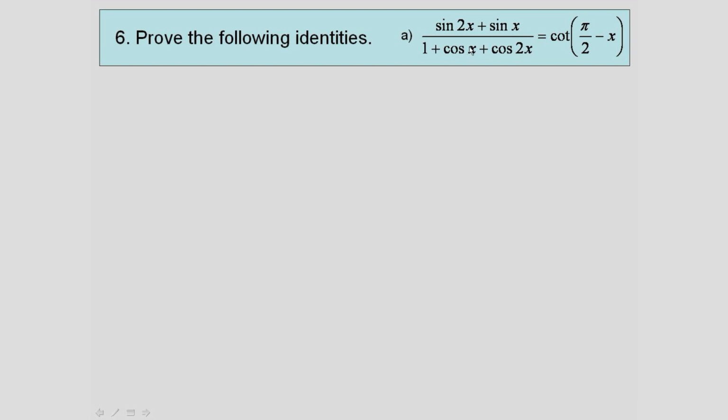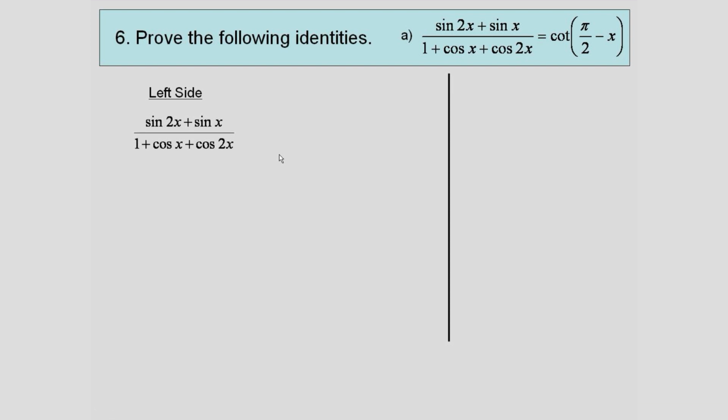This is the identity that we're asked to prove, so we always start by splitting it up into the left-hand side and the right-hand side. So we've got our left side, which is sine 2x plus sine x over 1 plus cos x plus cos 2x. And we have our right side, which is the cotangent of pi over 2 minus x.